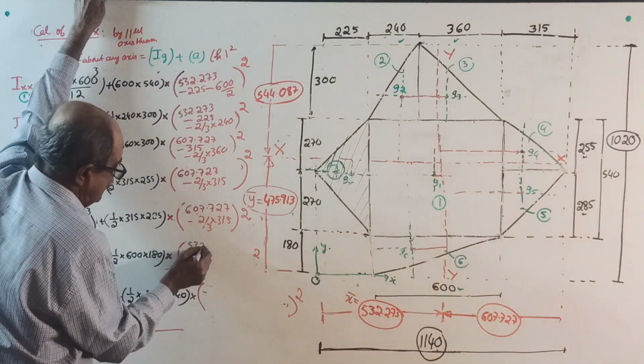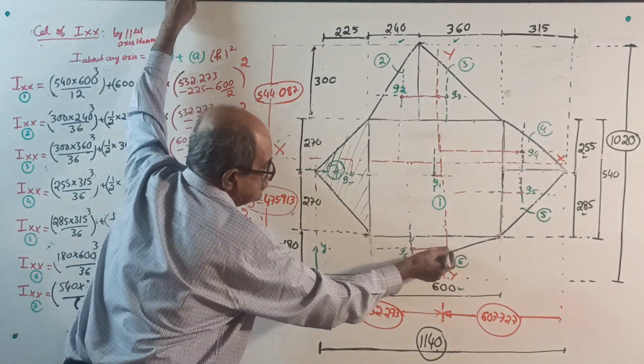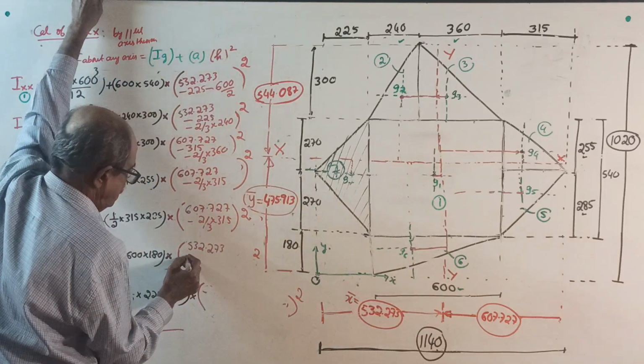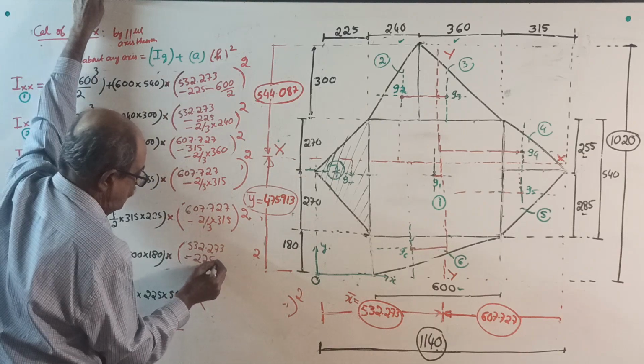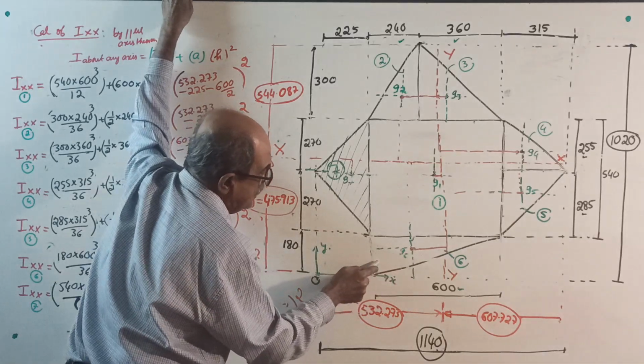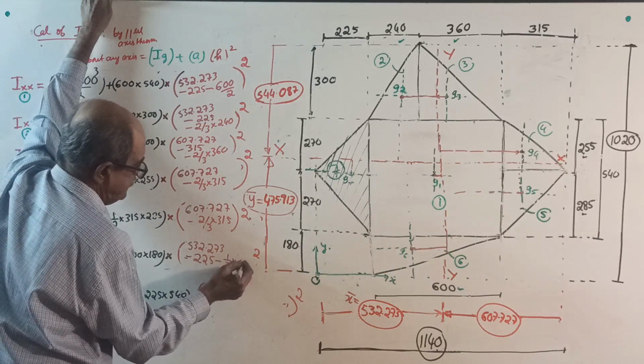532.273. See, we want this distance square. This distance minus 225, minus from here to centroid is 1 by 3 of 600 minus 1 by 3 of 600.